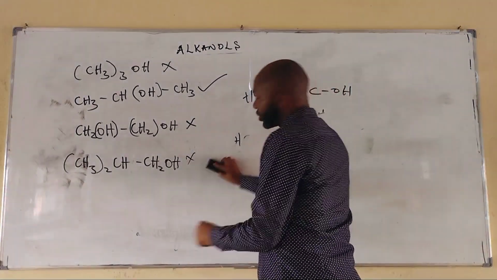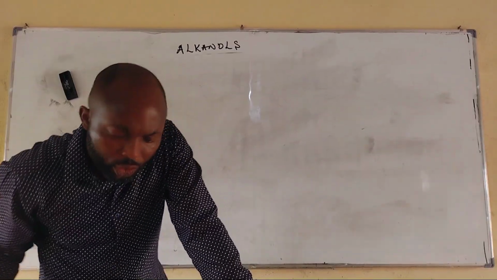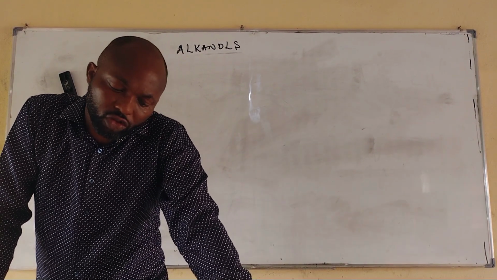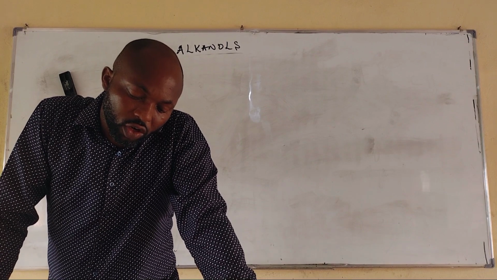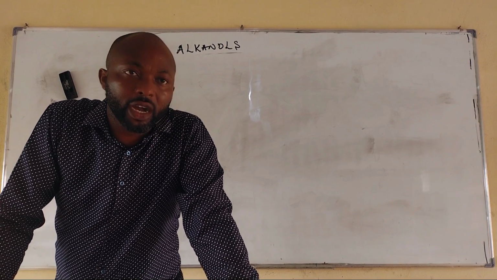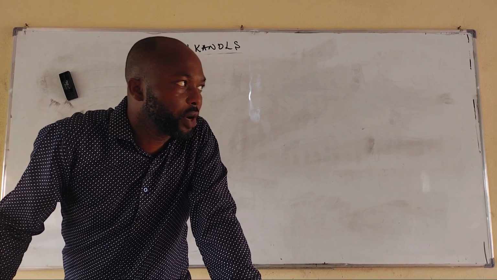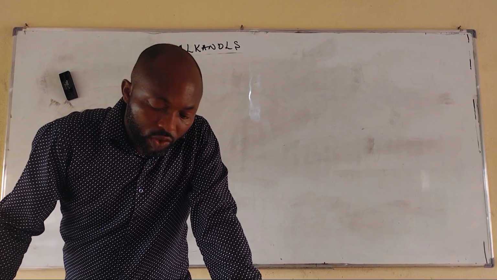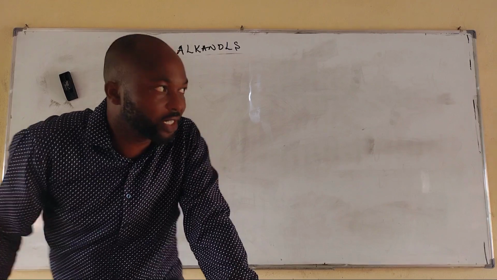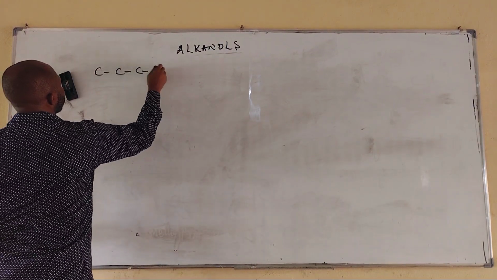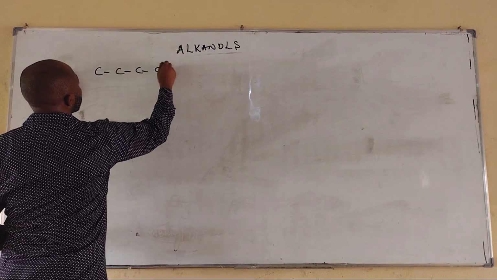So let's take another question. By the use of an alkanol with 4 carbon atoms, draw one structure each to illustrate the primary, secondary, and the tertiary alkanol. So we should make use of an alkanol which has 4 carbon atoms, that is butanol. So this is 1, 2, 3, 4 OH.